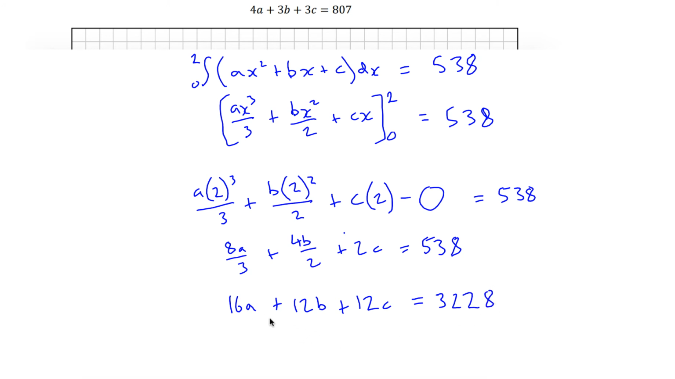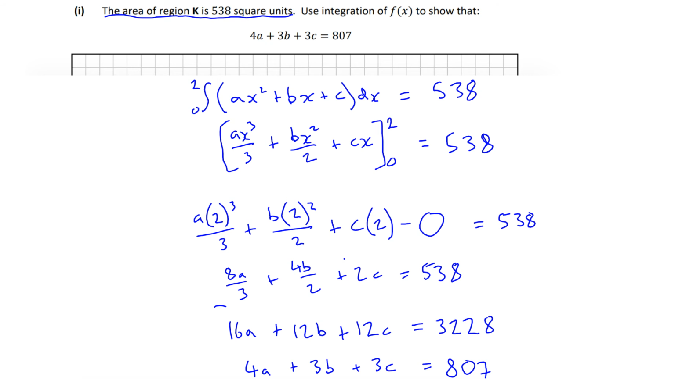Okay. And now you can see I've almost got this here. If I just divide everything across by 4, I've got 4a plus 3b plus 3c. I'll just check that that does divide by 4. That does give me 807. So I've shown what I was asked to show. Use integration to show that this is the case. So there we go, that's the first bit.